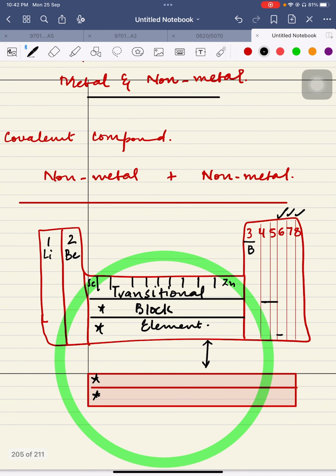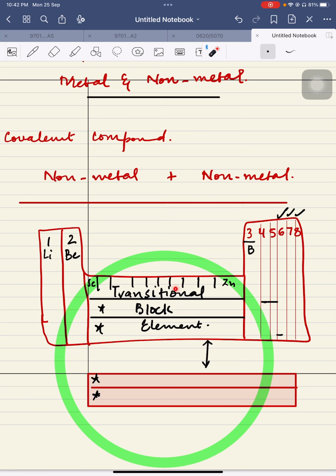Here we have the symbolic representation of the periodic table, just a basic sketch of the periodic table. We can see very clearly that this is group number one, this is group number two. There is a block of elements between group number two and three. This block of elements is called the transition block elements. Here this is scandium, symbol Sc, whereas here it is zinc, symbol Zn.